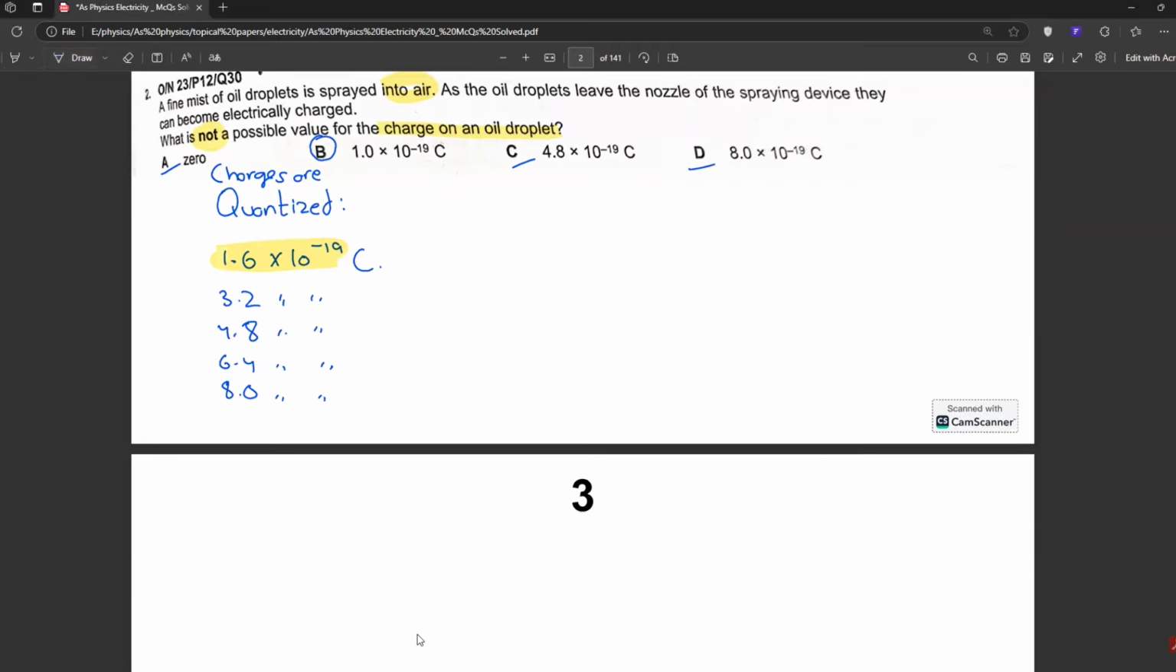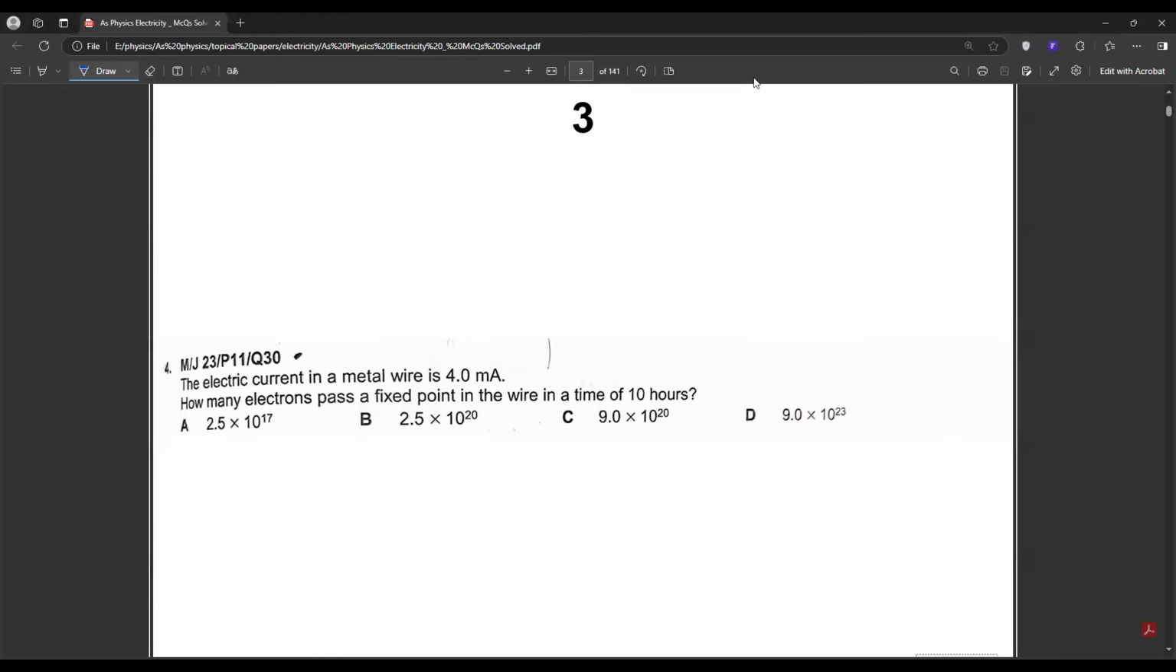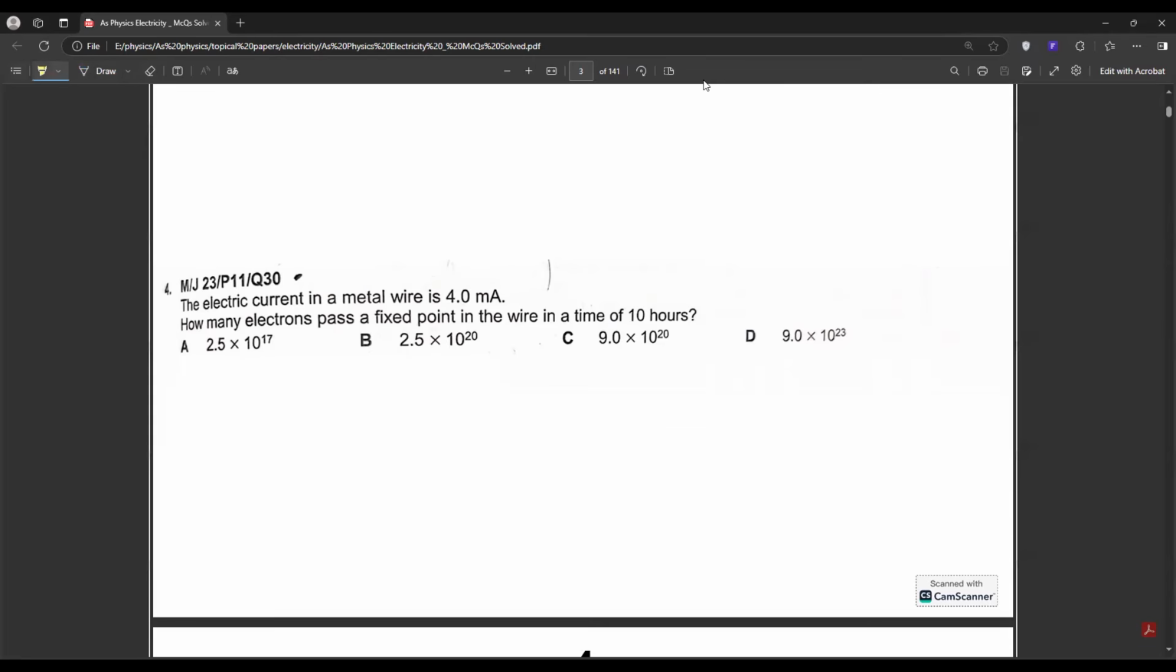Let's move on to this question. The electric current in a wire is 4 milliampere. How many electrons pass a fixed point in the wire in a time of 10 hours? So the current is 4 milliampere, time is 10 hours.